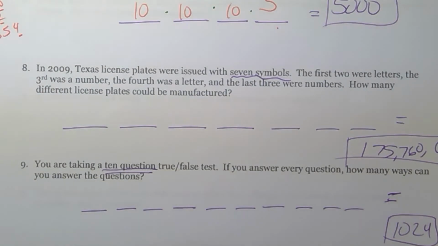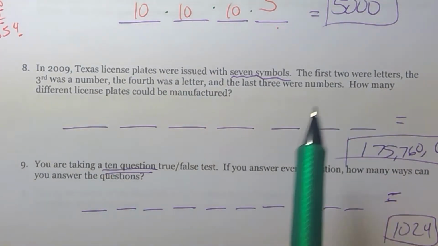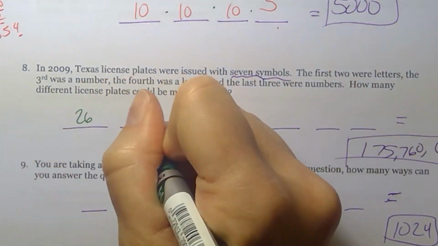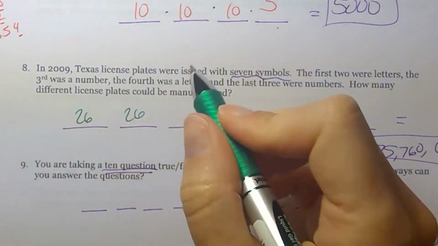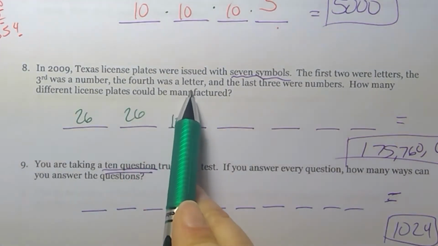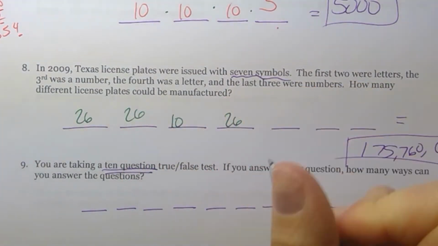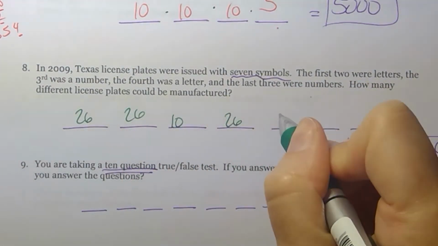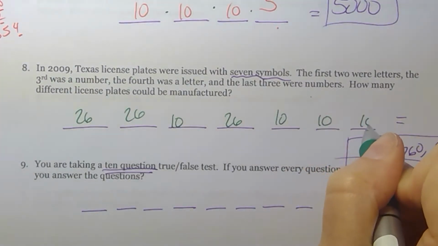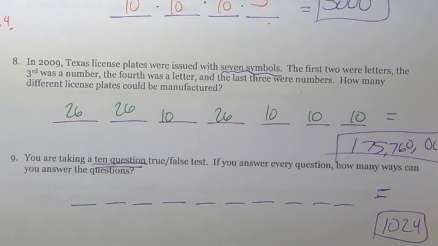Texas is always growing, right? So by 2009, instead of just 6 symbols on our license plates, now we needed 7 symbols on the license plates. The first 2 were letters. The third was a number. The 4th was a letter. And the last 3 were numbers. So that is what it would look like.